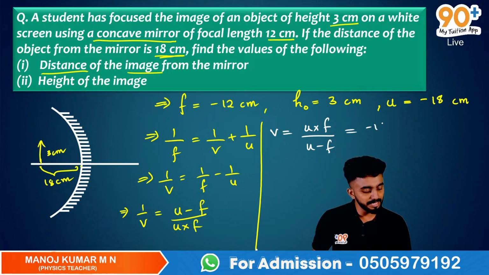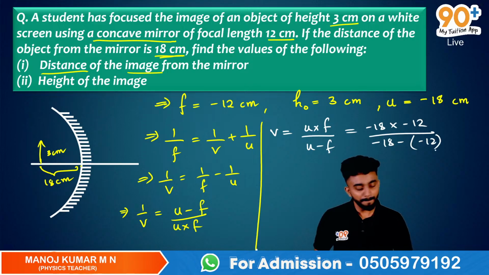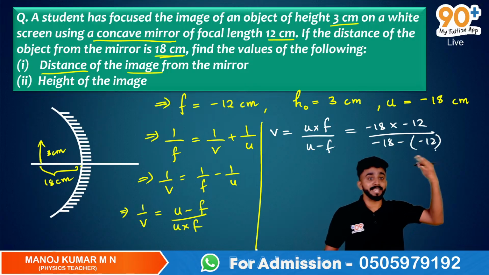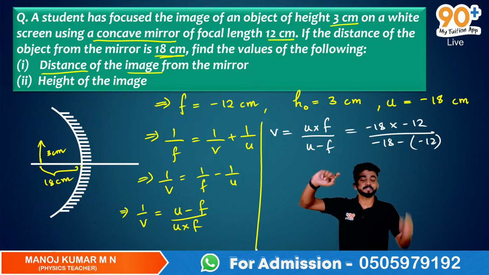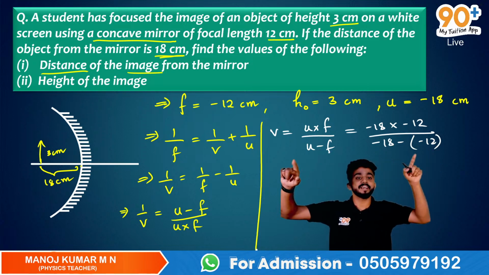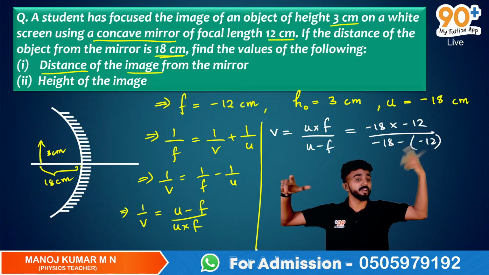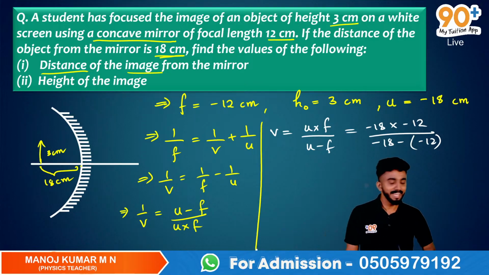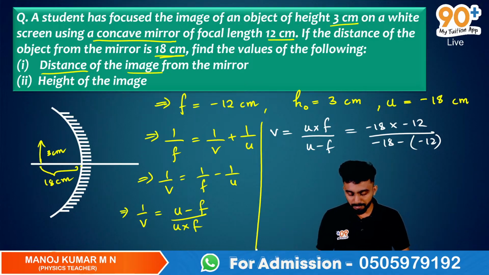So u is minus 18, f is minus 12, so v is equal to u into f divided by u minus f. U into f is minus 18 into minus 12. U minus f is minus 18 minus minus 12, so it will become plus. Okay? Calculation part, don't make a mistake.